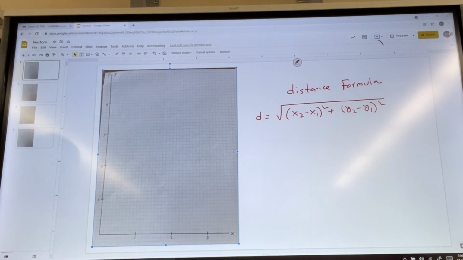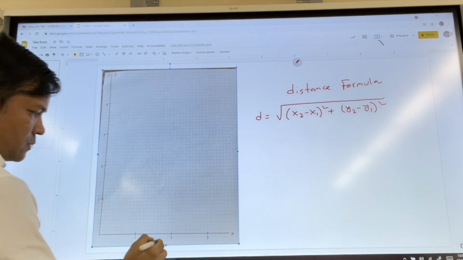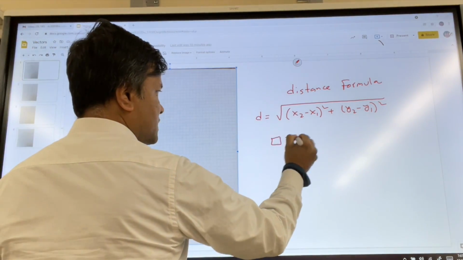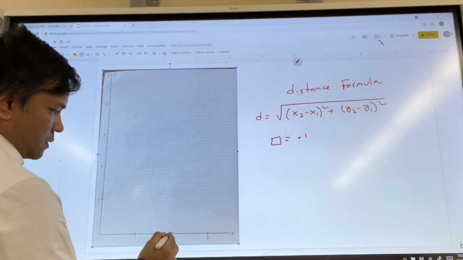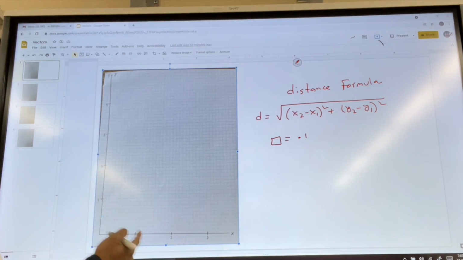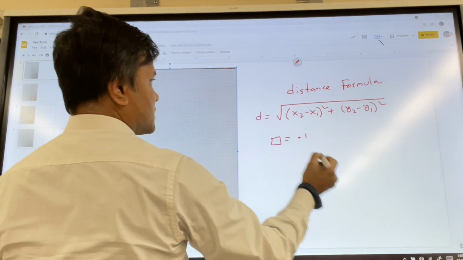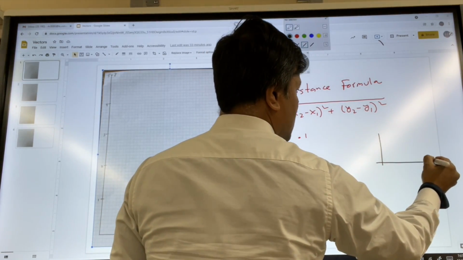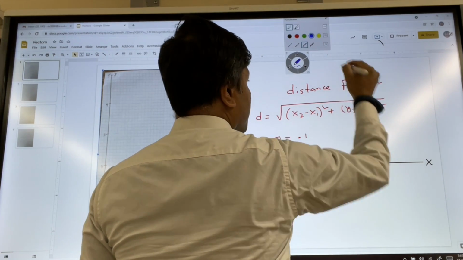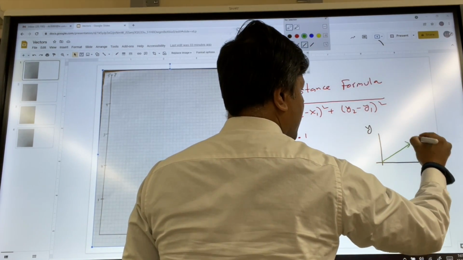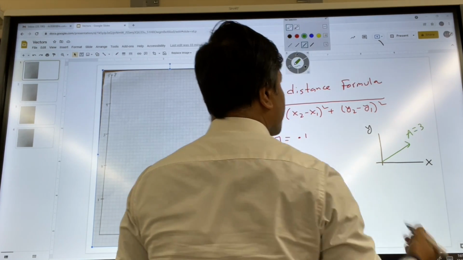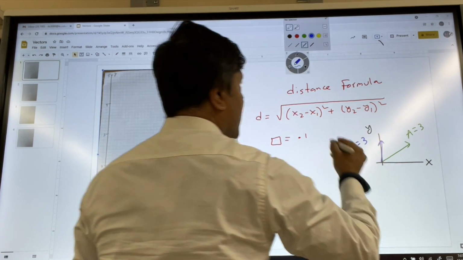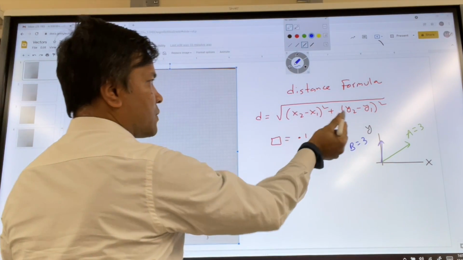All right, so now let's draw the vector. Each box is incremented by 0.1. Okay, so this is our problem, this is x, this is y. This is vector a, which is 3, and this is vector b, which is also 3. Now I need the distance formula, I need x1, y1, x2, y2.